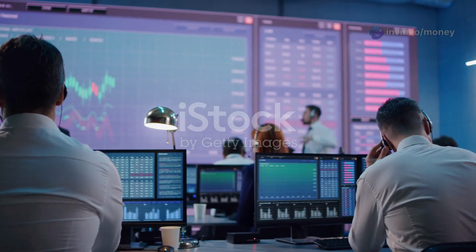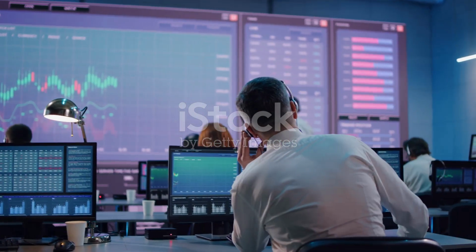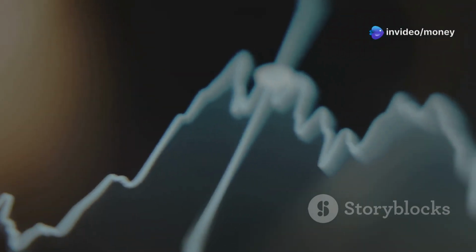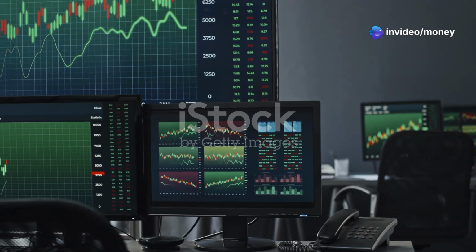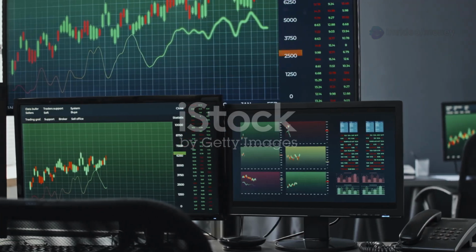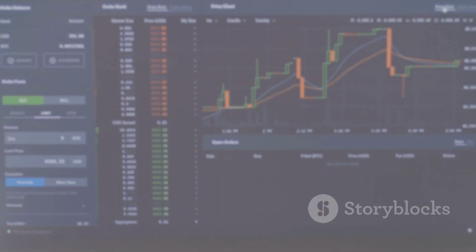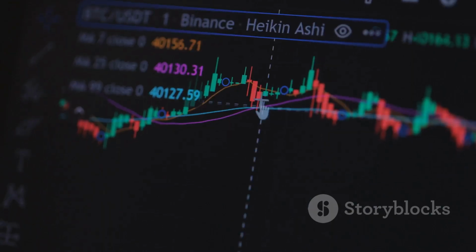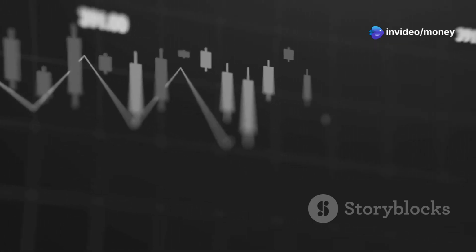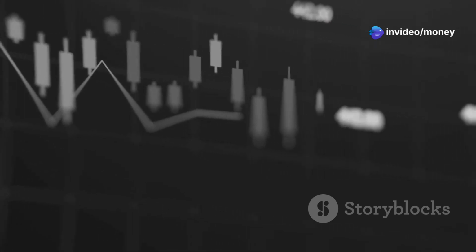The Exponential Moving Average, or EMA, is like the SMA's cooler, more sophisticated cousin. It gives more weight to recent prices, making it more responsive to price changes. The formula for the EMA is a bit more complex, but your charting software will do the heavy lifting for you. Here's the gist. EMA equals the closing price times the smoothing factor, plus the previous EMA times 1 minus the smoothing factor. The smoothing factor determines how much weight is given to recent prices.